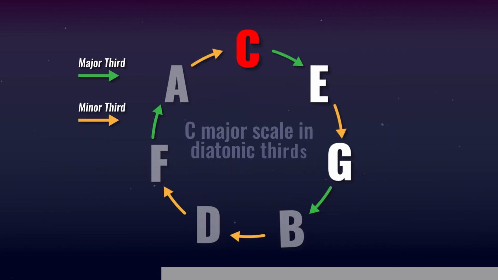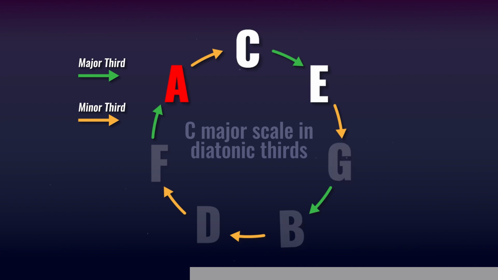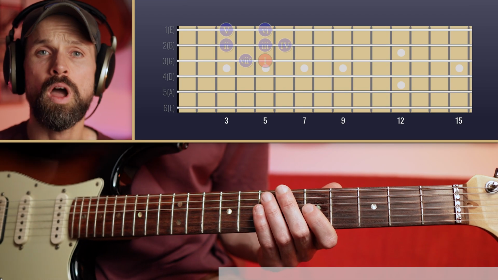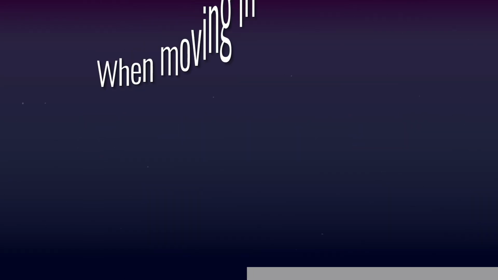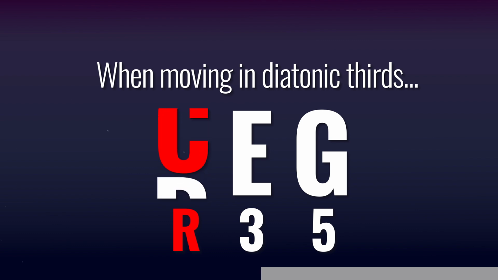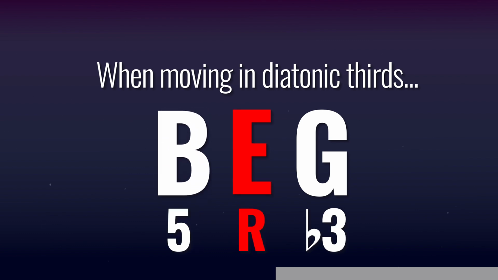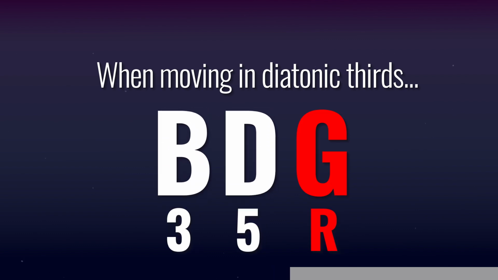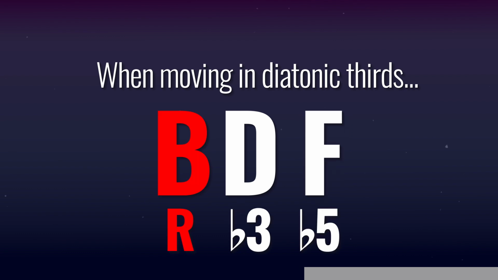You'll see that C and E minor share the E and G notes, and C and A minor share the C and E notes. And this 2 common note concept will run throughout the entire key. So what's the rule to help you remember? When moving in diatonic thirds, the root note of chord number 1 will lower down 1 note in the scale to become the 5th of chord number 2.